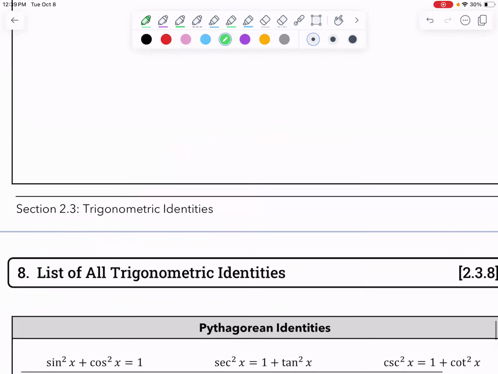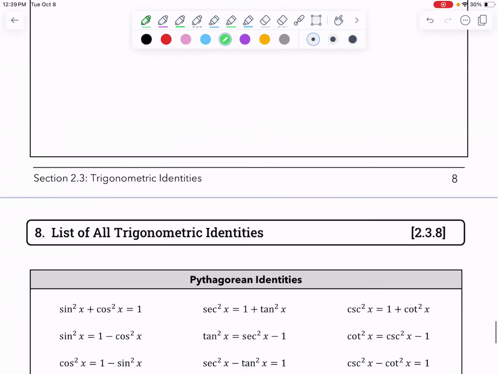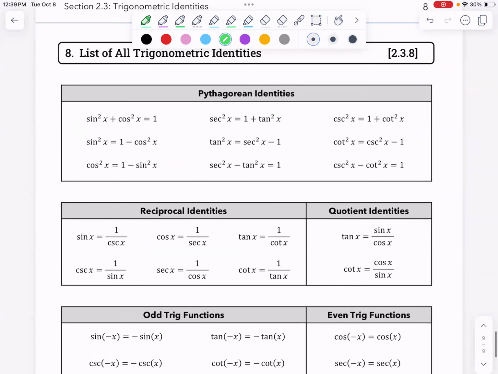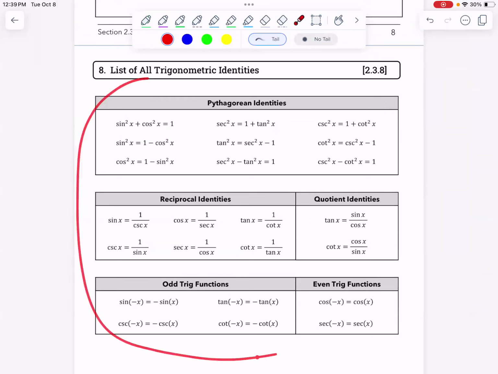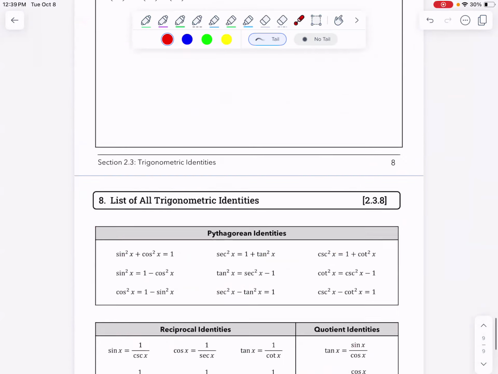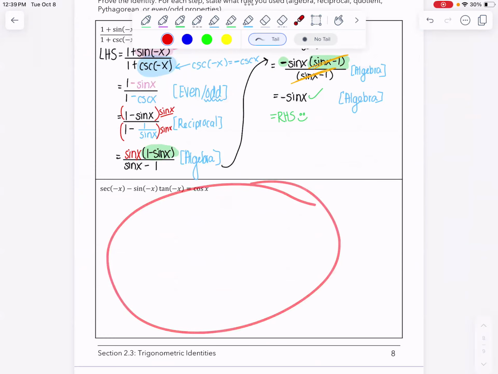Very last, okay. There's not another video after. I was going to say, this is the last page. The very last page is all of the identities and all of the things that we talked about today. So Pythagorean, reciprocal, quotient, odd, even, all on the last page here. So there's no last video to go along with that page. This is our very last problem from this section.